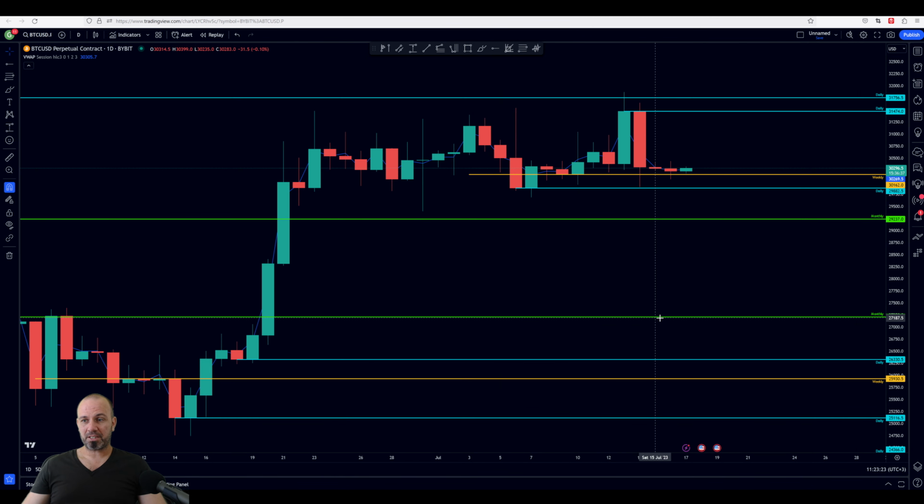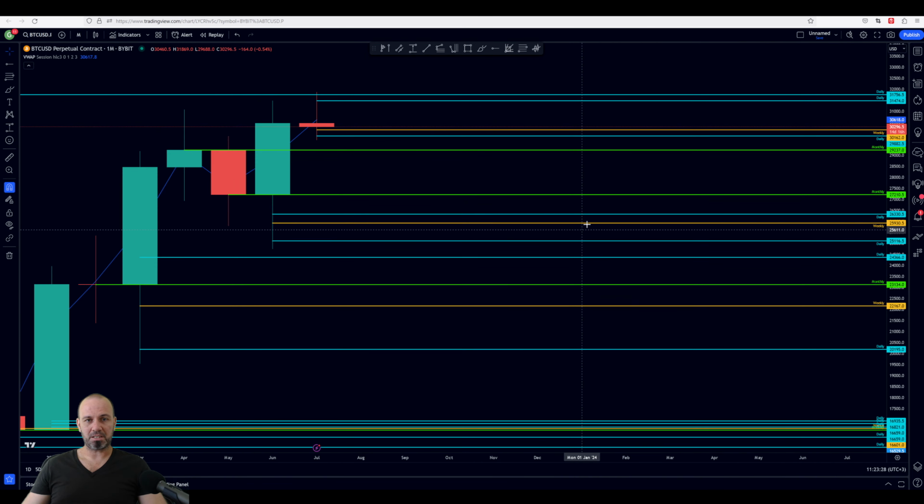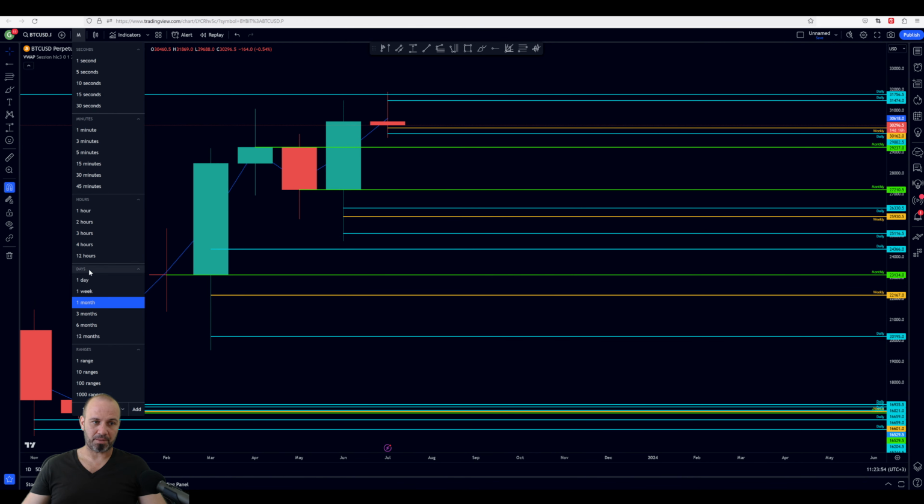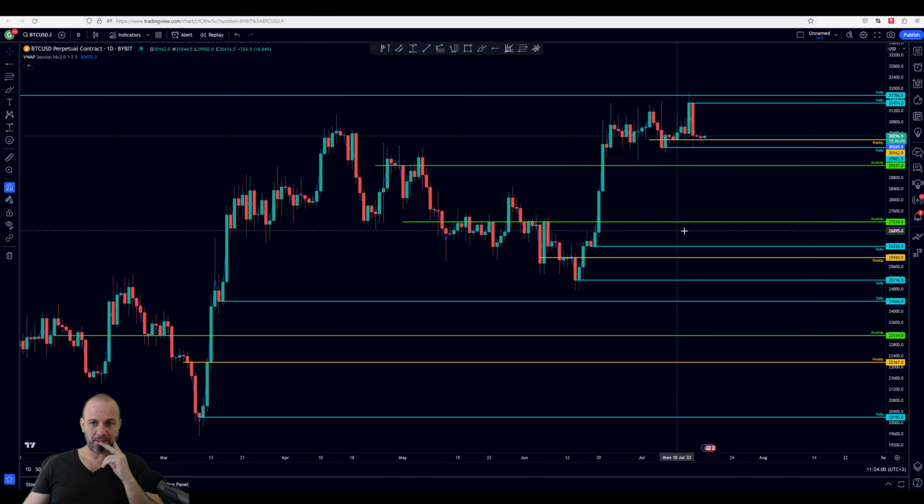But then we do have this monthly level. Let's go to the monthly so we can actually see this better. This one was printed here and was tapped, so no problem, but we do have a fresh untapped monthly level, 27,210. And that is an interesting level. Also, we do have this one, 23,134. Definitely another level to pay attention to, but it is lower. So first of all, we need to pay attention to this one and then to the other one. Now let's move to the daily. So those are the levels to pay attention to.